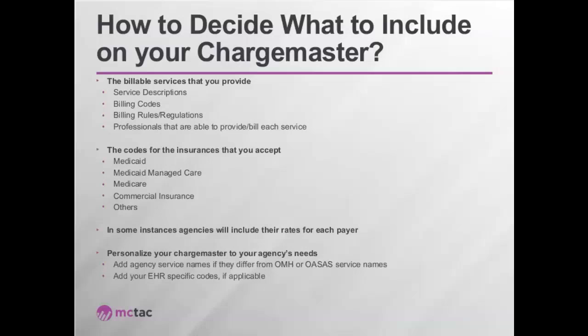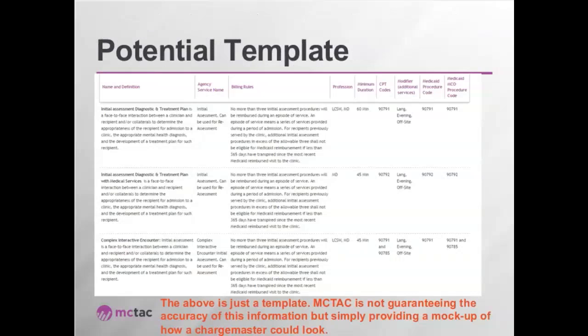Exactly. So for example, it might be helpful for you to personalize your Chargemaster so that the agency service name, whatever you refer to the service, is, if it's different from what OMH and OASIS refer to it as, you also include a column where you have the OMH and OASIS service name and then what you internally refer to it as. And also, if it's applicable, including your electronic health record, EHR specific codes in the Chargemaster tool as well. Right, just to make sure everything that you're using is in one place.